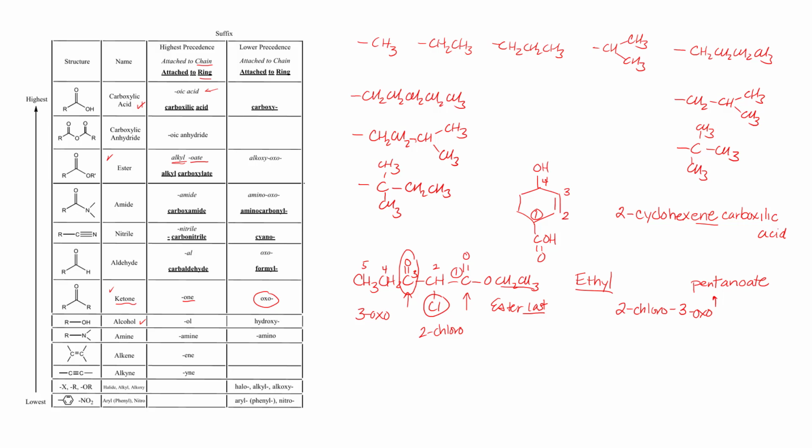For the other thing I've got to put in now, at carbon 4 I have an OH group. I come down here and I see that when an OH group is not the highest priority, it's called a hydroxyl group. So this would be a 4-hydroxyl 2-cyclohexene carboxylic acid. So that's how we use this chart in order to determine priorities on our different chains or on the rings.